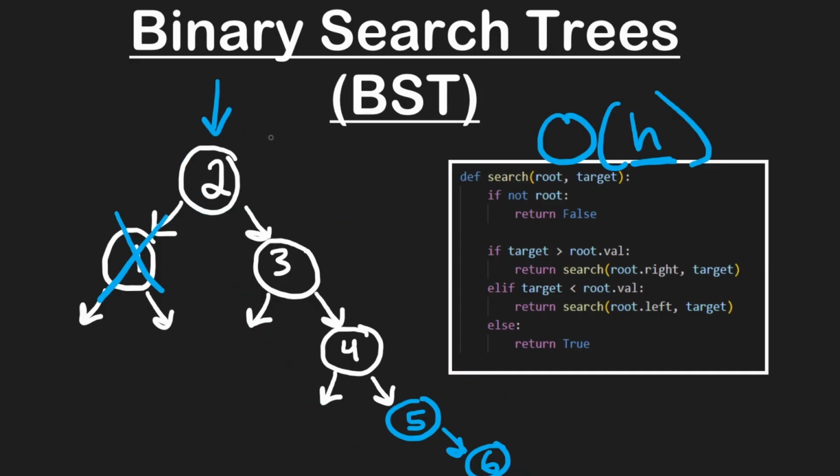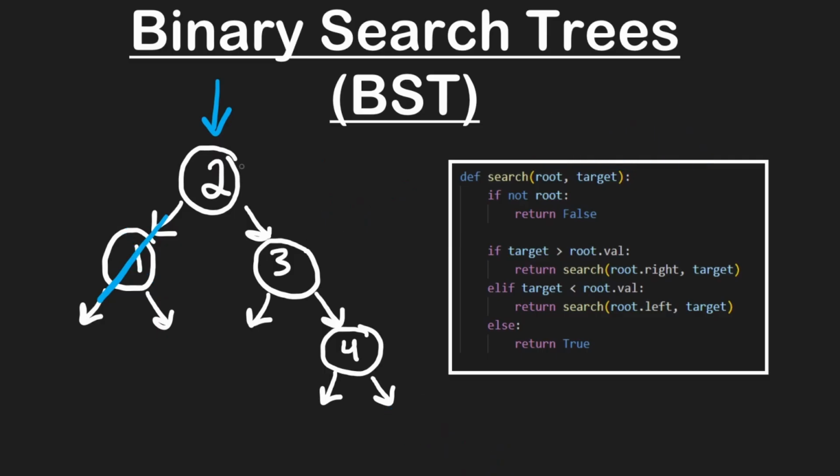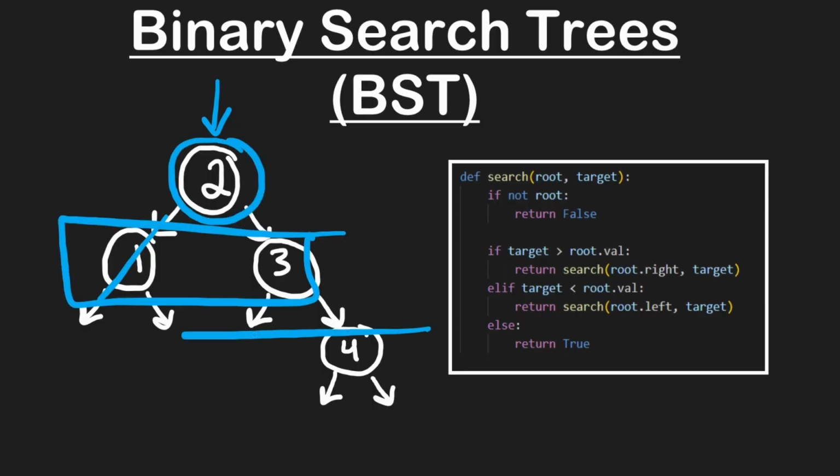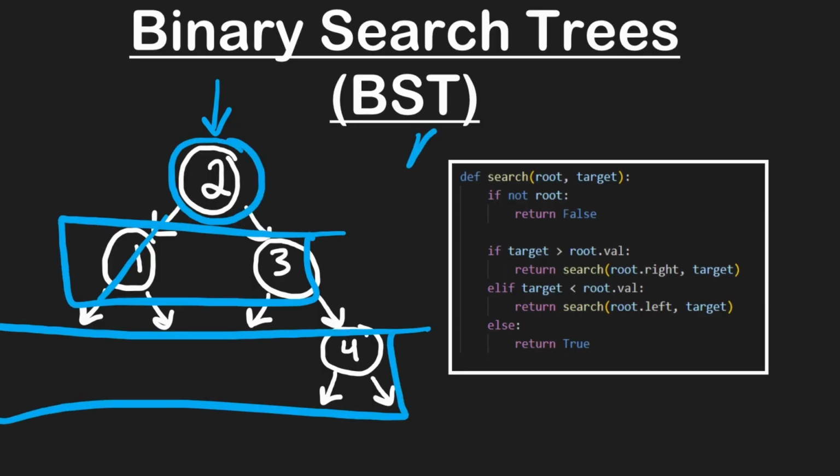But for a balanced tree, the height would be log n for similar reasons we talked about earlier in the course, especially when it comes to merge sort, right? We know this is being multiplied by 2 every single time. So then the height of that would be log n.